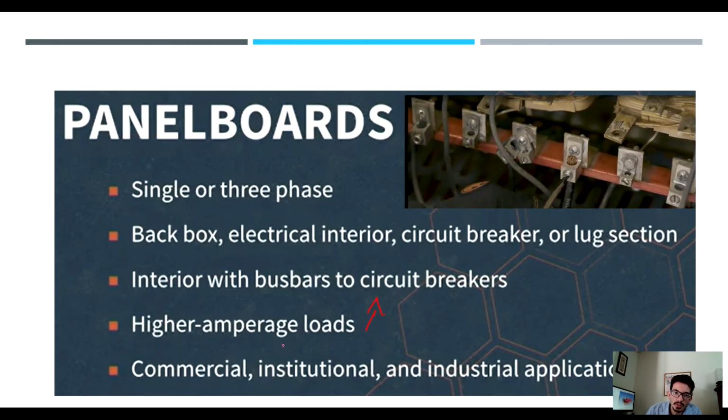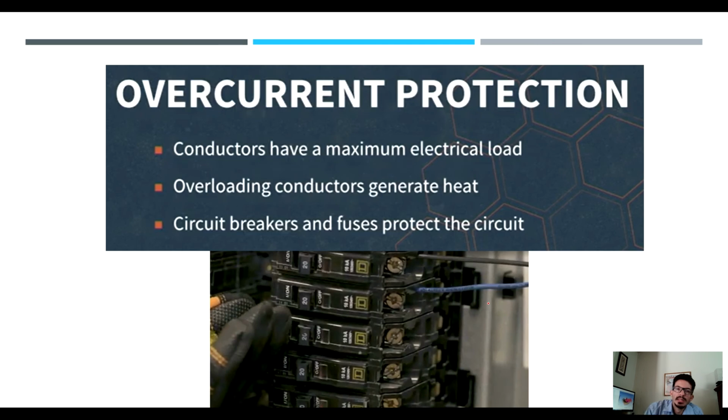Panel boards are used for commercial, institutional, and industrial applications. In commercial buildings, schools, and factories, you will find one of those almost everywhere. They provide current protection, because if you have all your systems running and all your lights on, more current is going to be used. So you need a way to control your current, and that is usually done with breakers and fuses, sometimes with relays. This is because conductors have a maximal electrical load, called the breakdown load.